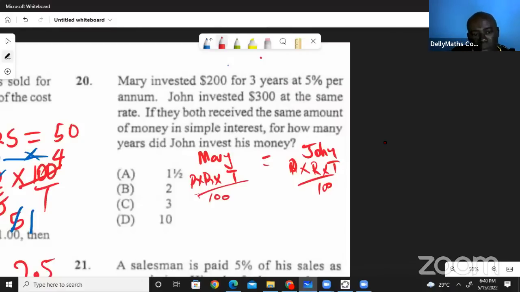So let's go for Mary. Mary invested 200 times 3 times 5. So we're thinking about that number. Then now we're saying that John invested 300 times the same rate, 5. And they're asking what other number could come here for the time? How long? How many years? So we're saying T.